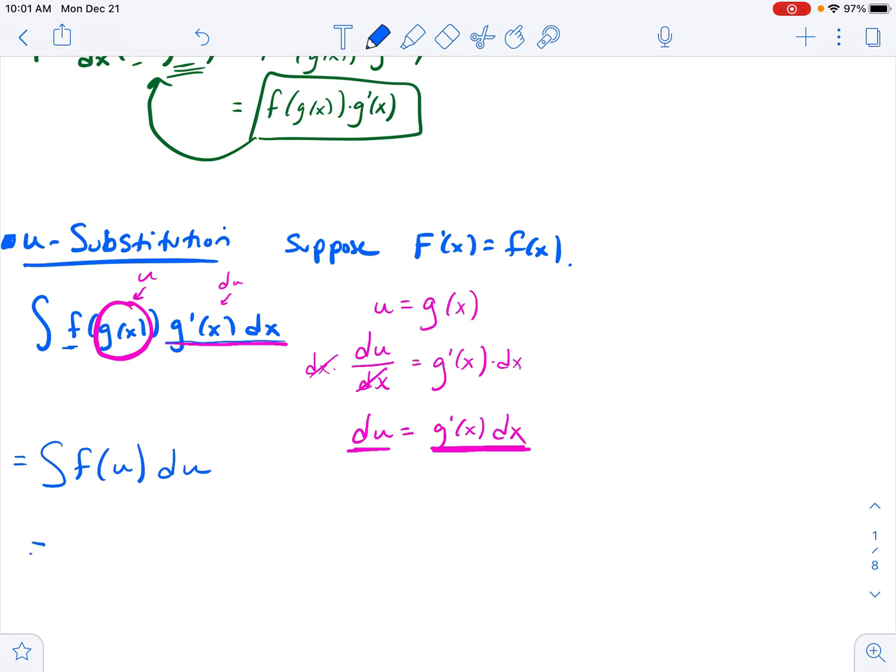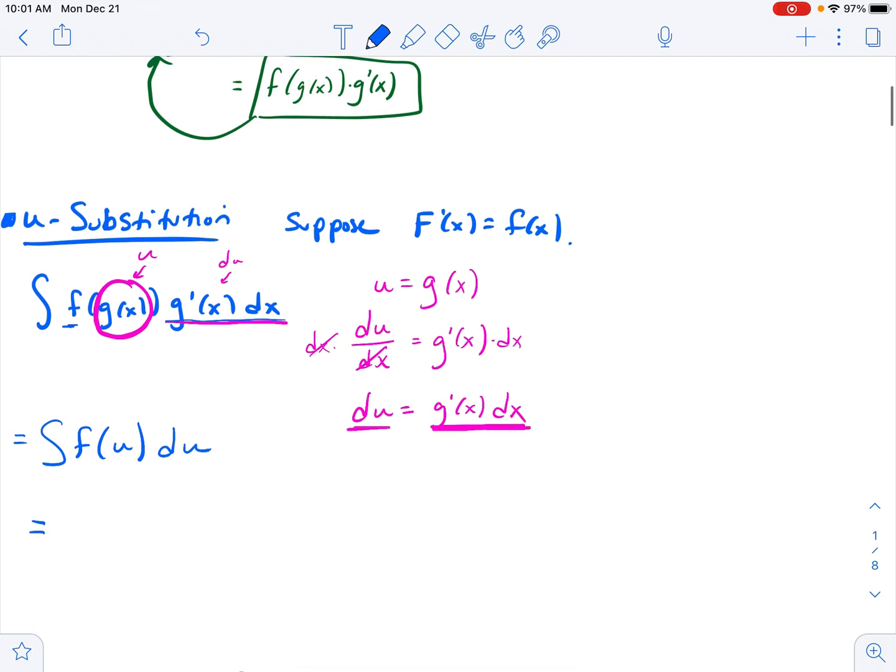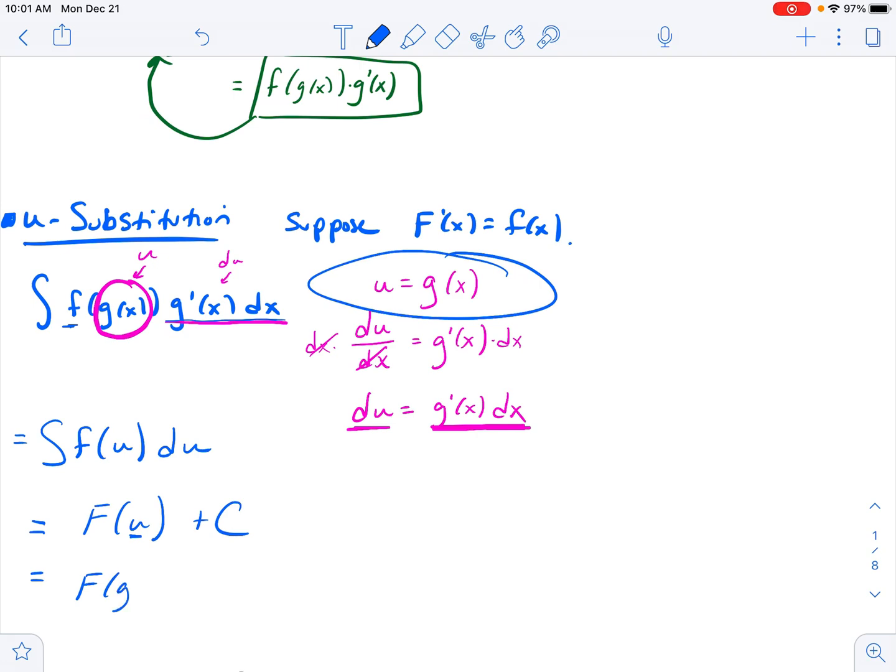This is no longer a composition. This is something that I can integrate. If I integrate little f function, it takes me back to the big F function. So this gives me back big F of u plus my constant. And then I replace u with what it originally equaled, which is g of x, and I get back capital F of g of x plus c. And this is the result of u-Substitution.